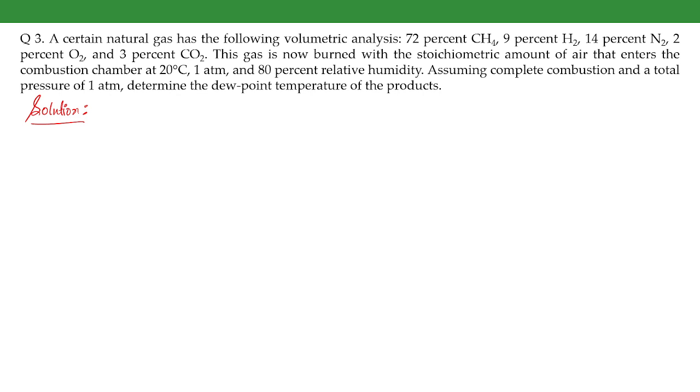Now a certain natural gas has the following volumetric analysis: 72% methane, 9% hydrogen, 14% nitrogen, 2% oxygen, and 3% carbon dioxide. This natural gas is now burned with a stoichiometric amount of air that enters the combustion chamber at 20 degrees Celsius, 1 atmospheric pressure, and 80% relative humidity. Assume complete combustion and a total pressure of 1 atmosphere. Determine the dew point of the products.